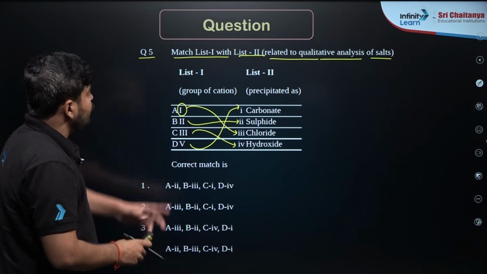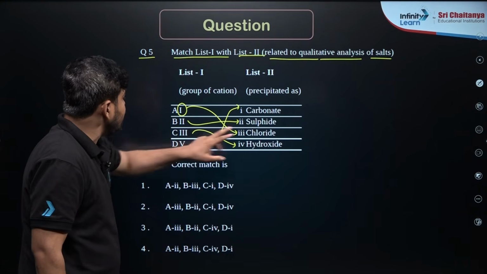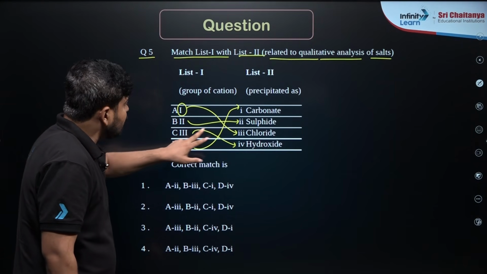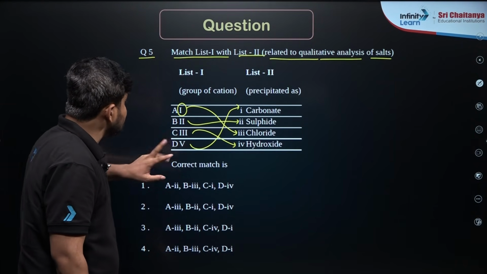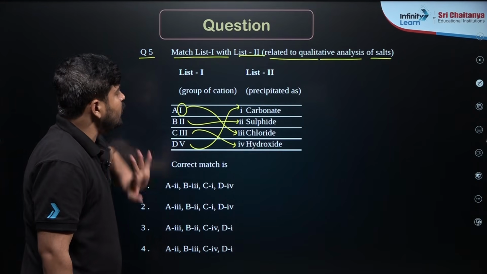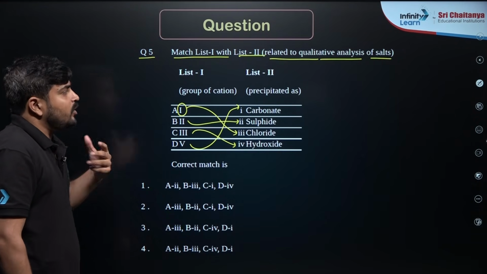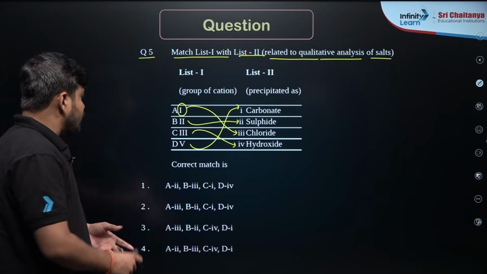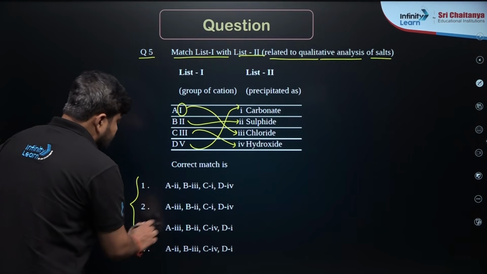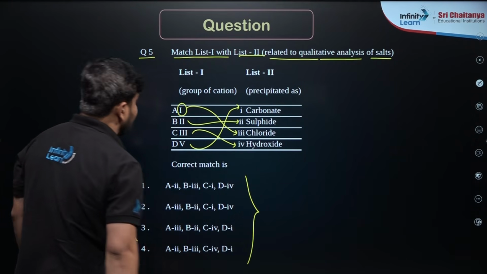We have to know that first always makes the chloride, second the sulfide, third the hydroxide, and fifth is going to convert to carbonate. Carbonate precipitate it is going to provide. So we are going to check which one is the correct option out of the given 4 options.